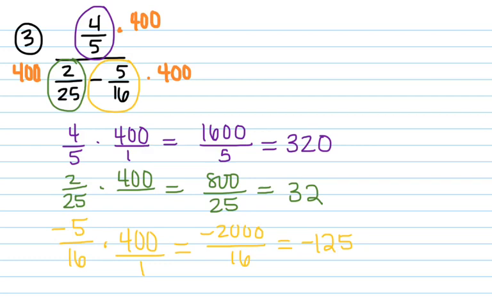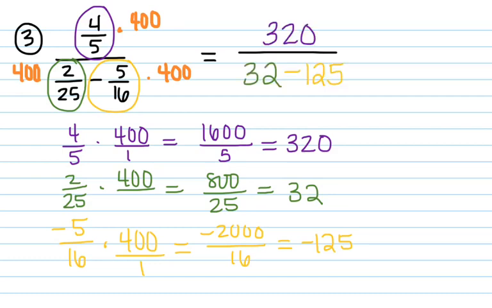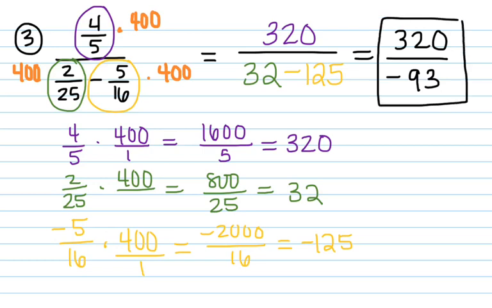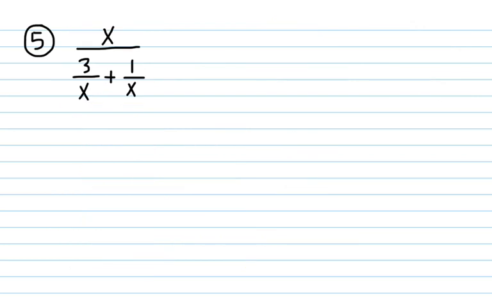So I'm going to put all of these different numbers back into the expression where they came from. So I have 320 divided by 32 minus 125. And you guys already know that I can do 32 minus 125 and get negative 93. So that's going to be the simplest version of this fraction that I can get, because neither of those two values has any like factors that I could simplify.